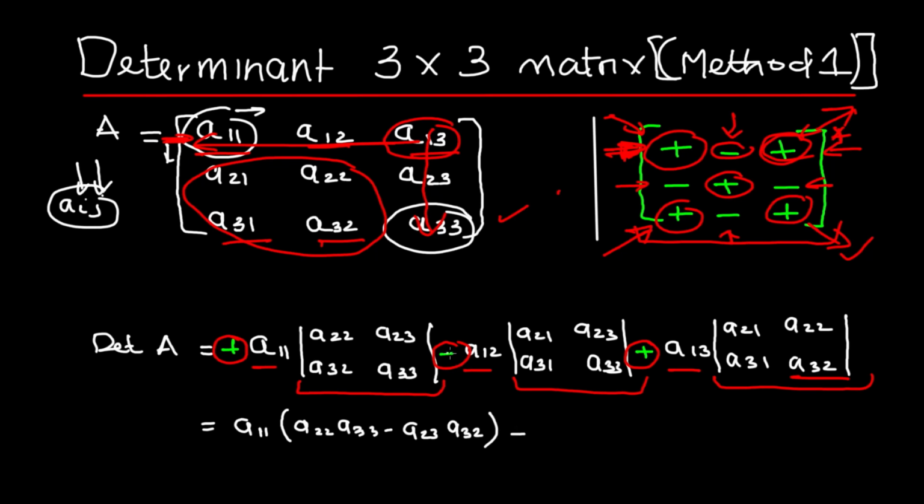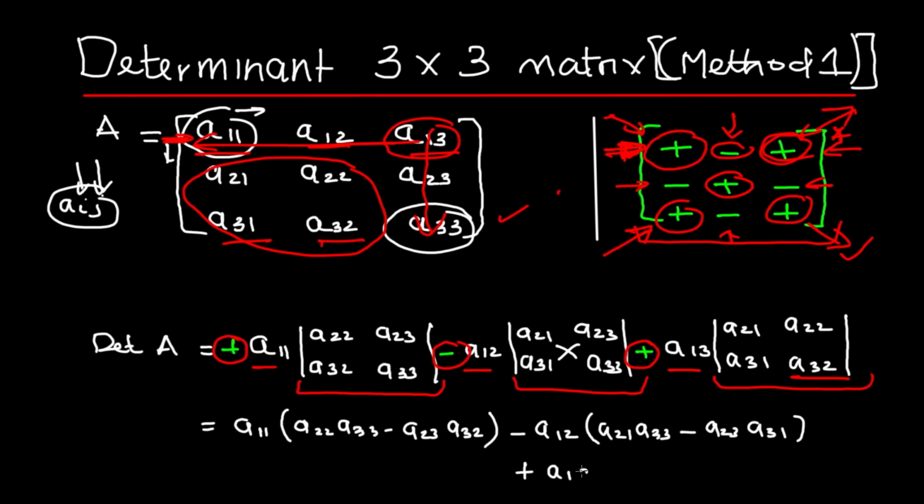I follow on with the negative here, A12. This will become A21 times, remember we're crossing when we're doing the 2 by 2. Now these are 2 by 2 determinants, so we know how to do this. This is A33 minus A23, A31, like that.